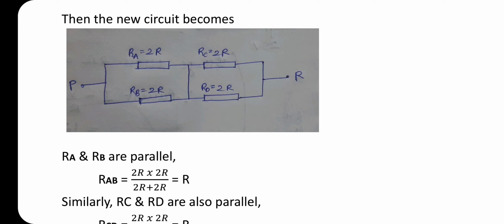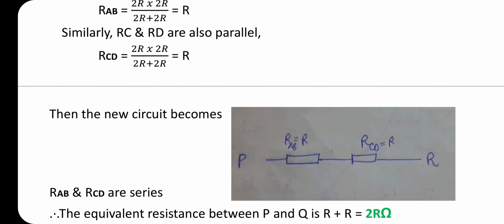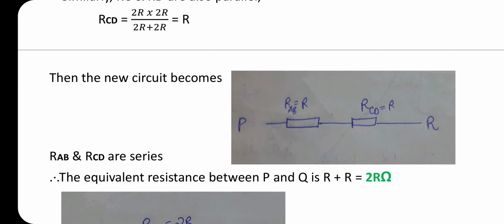Similarly, RC and RD are also in parallel. RCD equal to 2R into 2R divided by 2R plus 2R. We get RCD as R. The new circuit becomes like this. RAB and RCD are in series. Therefore, the equivalent resistance between P and Q is R plus R, which is 2R ohm.